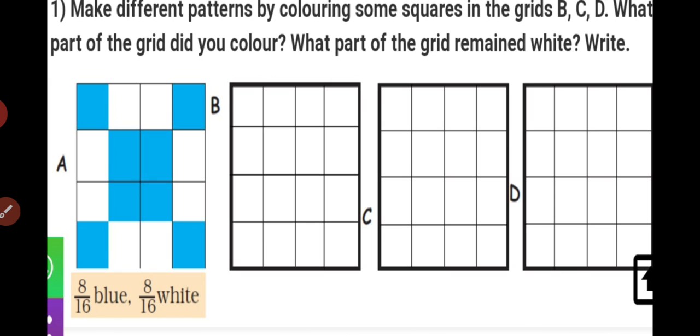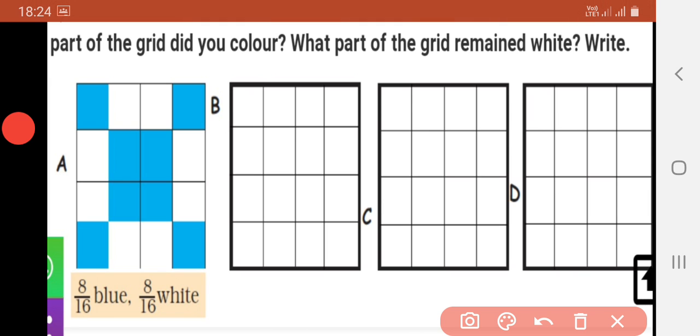Right. Here in shape A, 8 parts are blue and 8 parts are white. Now we have to make different types of patterns in B, C, D also. We can write 8 upon 16 for blue and 8 upon 16 for white in shape A.